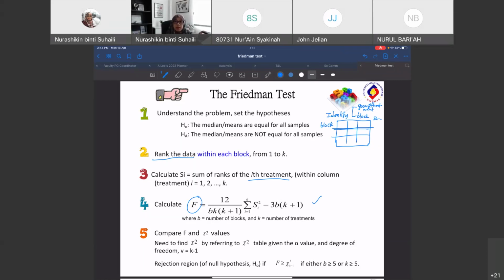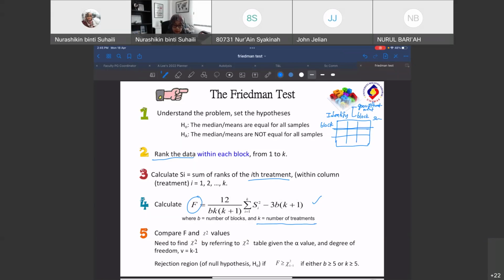But if, let's say, in some cases B could be 3 or 4, you have to use the right number. K here is the number of treatments or number of samples. So it's very important to identify the block and treatment correctly, because if you assign it wrongly, then it will affect your F value, because B and K here will be used differently.